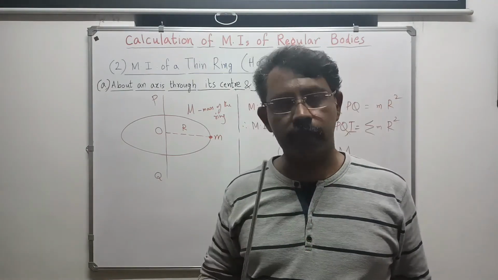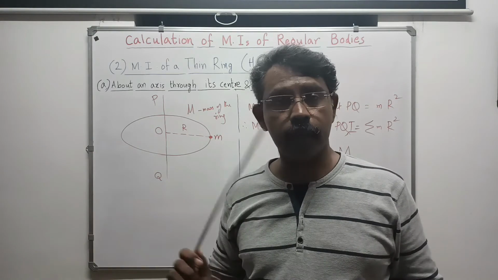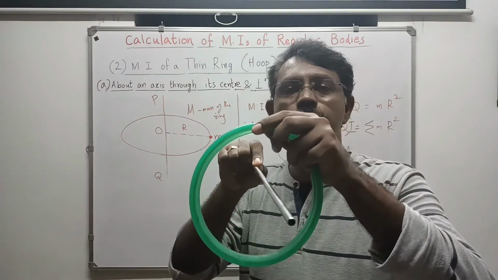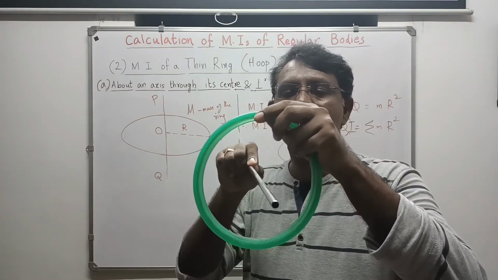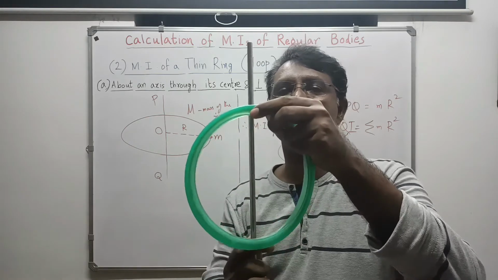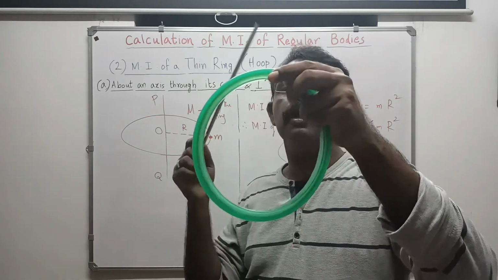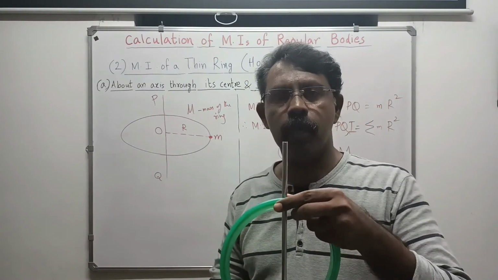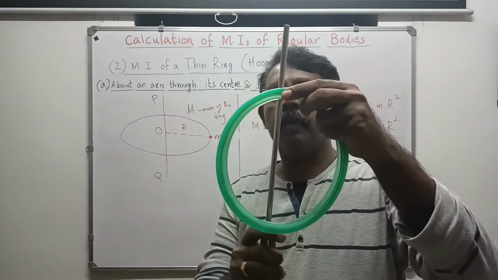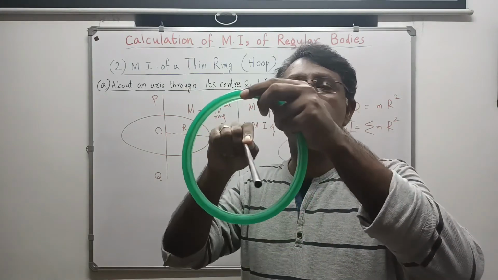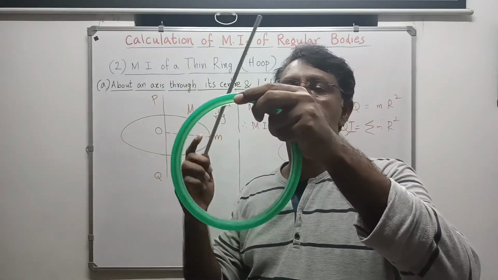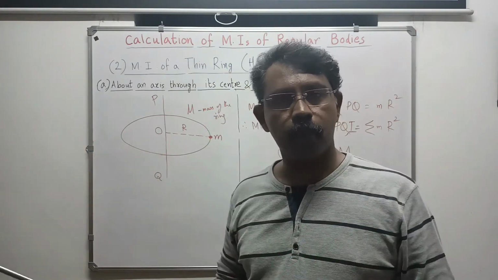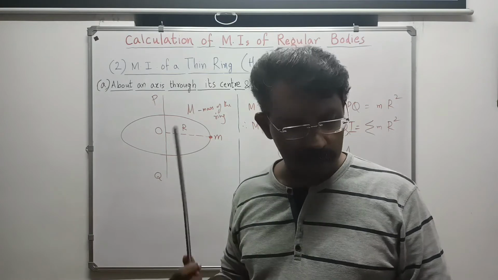So there we are going to make use of another theorem we have already studied, that is the perpendicular axis theorem. If I know the moment of inertia of the body about this axis, I can find out the moment of inertia about this axis, because this axis and this axis are perpendicular. So there we have to make use of the perpendicular axis theorem. That means the moment of inertia of this body about this axis is the sum of the moments of inertia about the two perpendicular axes. So that is the next topic.